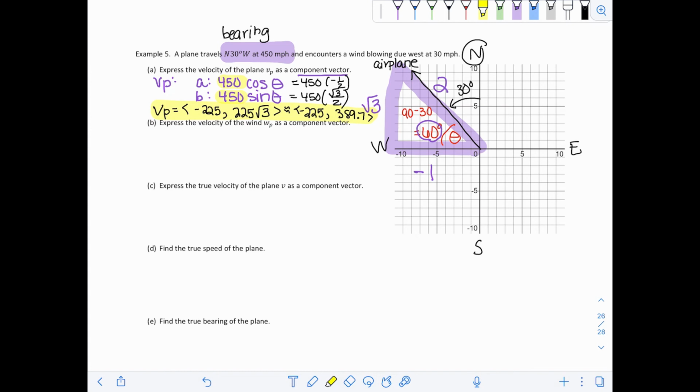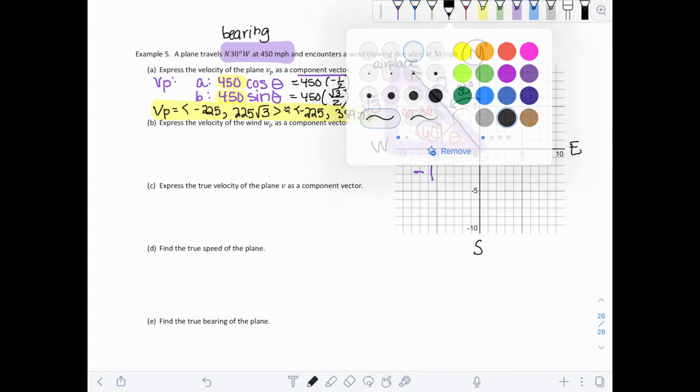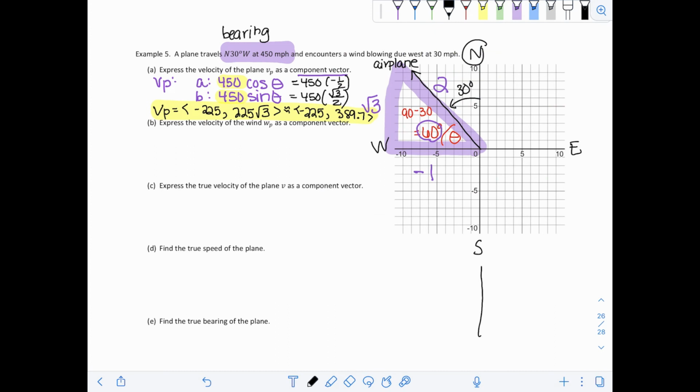We also want to write a vector for the velocity of the wind. So the wind is blowing due west at 30 miles per hour. I'm going to draw another diagram down here so my diagram doesn't get too crowded. So north, west, east, south. If the wind is going due west at 30 miles an hour, that means my vector is just going to be going right across this X line right here.